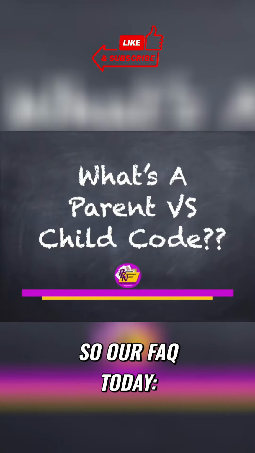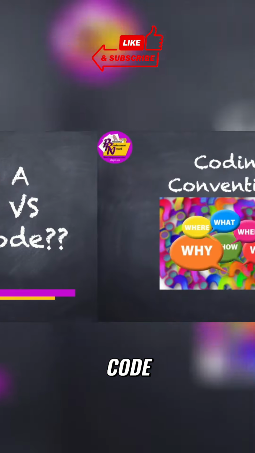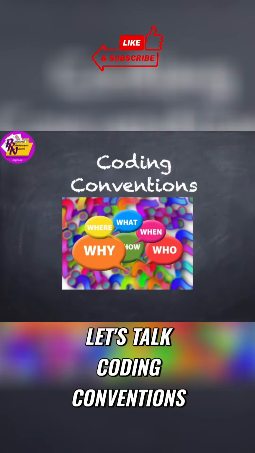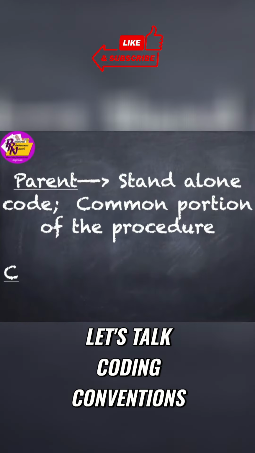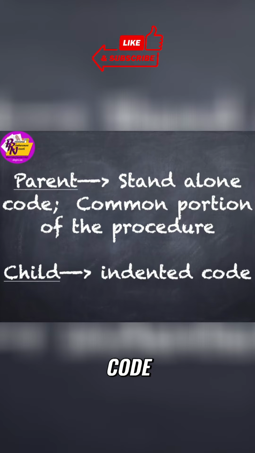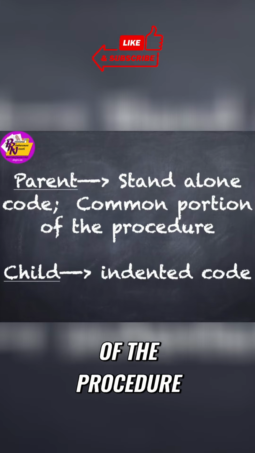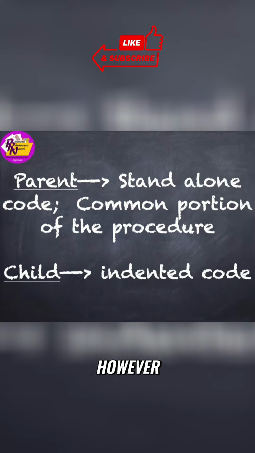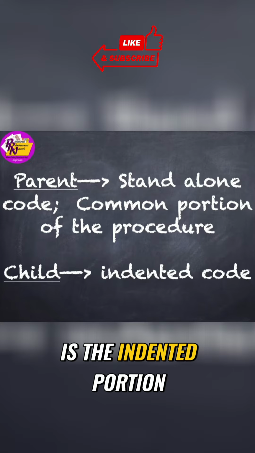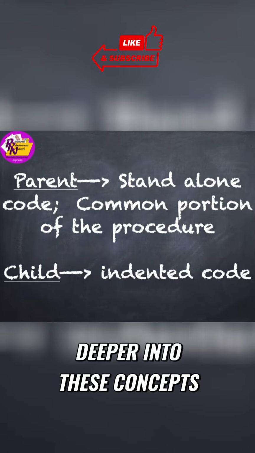So our FAQ today is a parent versus a child code. In this FAQ, let's talk coding conventions. Now, the parent code is the standalone code. It is what is also referred to as the common portion of the procedure. The child code, however, is the indented portion of the code, or the indented code. Let's dive a little deeper into these concepts.